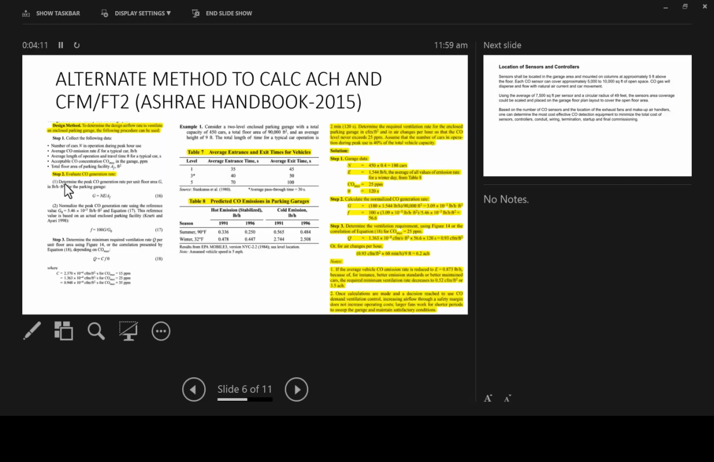Now this is another method defined by ASHRAE to calculate how many air changes and how much CFM per square feet is required. You can read it by yourself. It's not complicated. You just need the number of cars and the average of these values in summer and winter for the emission rate in pounds per hour.